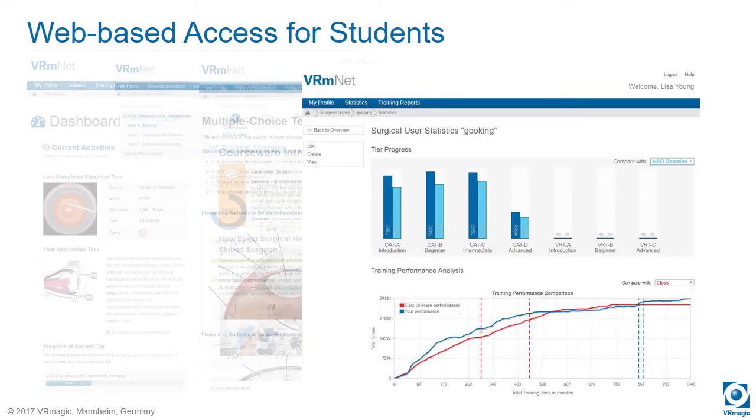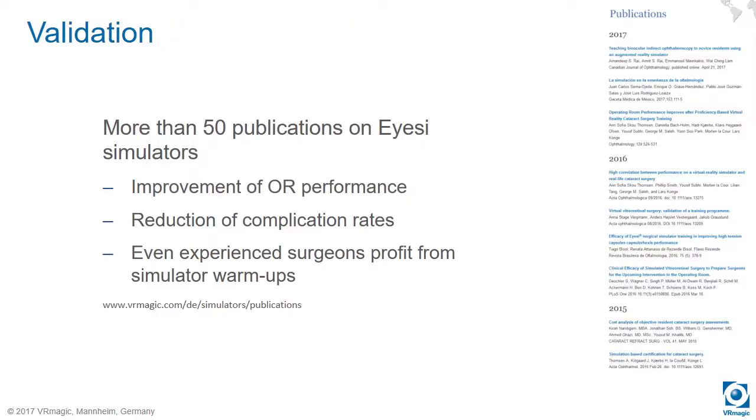And which is very interesting, you have a data analysis that compares you either with your class, with the other people at your institution, or even in this case with the AAO, the American Academy of Ophthalmology. All the devices that belong to the AAO are networked, and you can compare the average performance of all users within the AAO in simulation with your own performance, which is, I think, a very motivating thing.